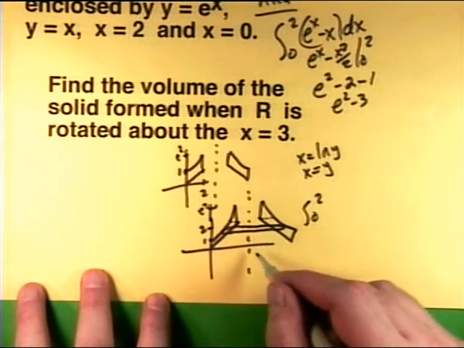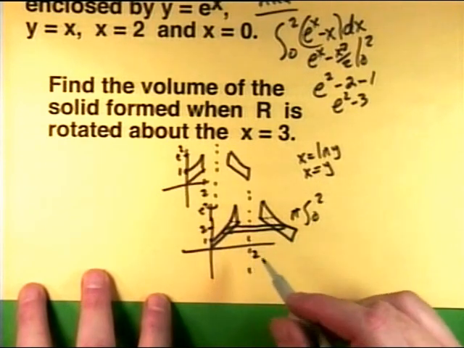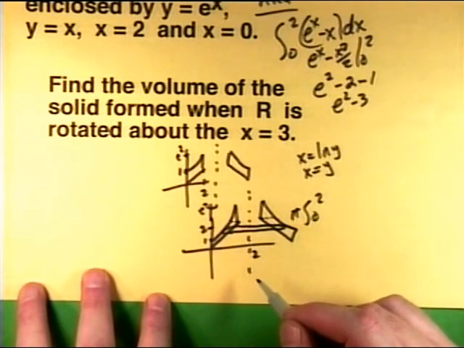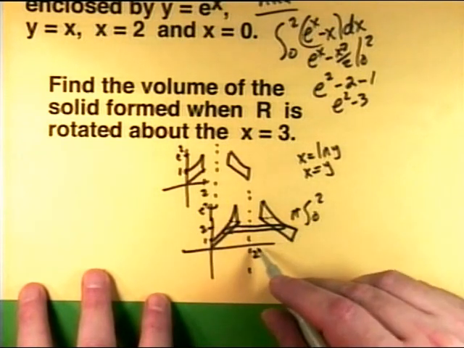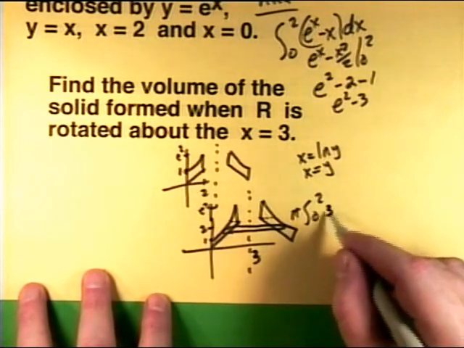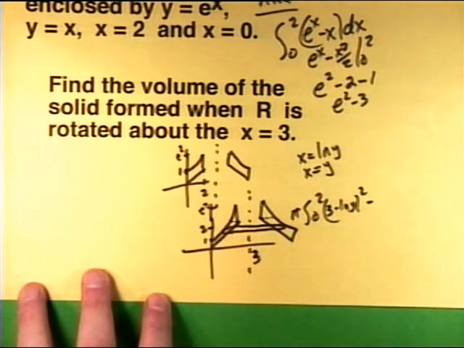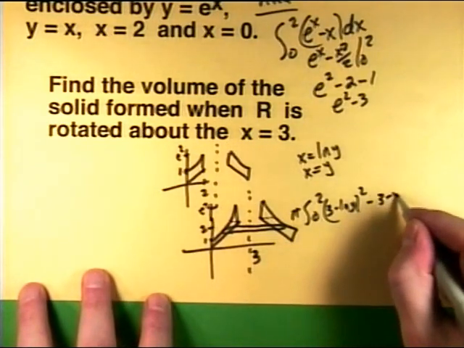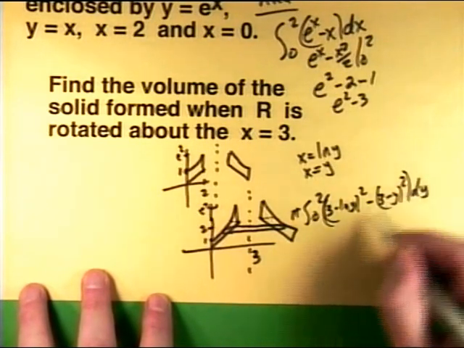Okay, what's the radius to put here? The pi out front first. Put the pi there. And what's the outside radius going to be? The outside radius, I think, would be 3 minus the function. 3, yeah, minus natural log of y, squared. Minus the other one, which would be 3 minus y squared, the other function. Squared. And that would be sort of the bottom region.